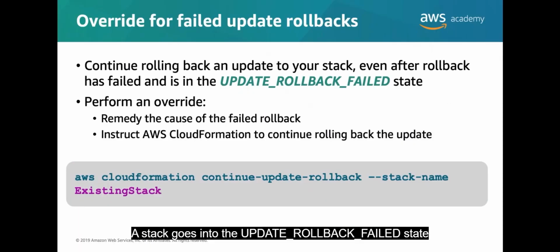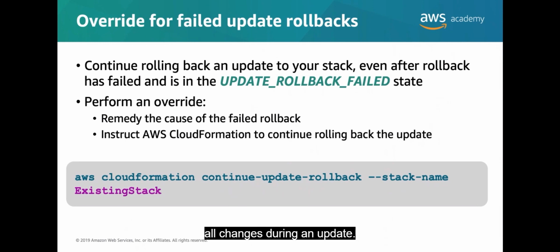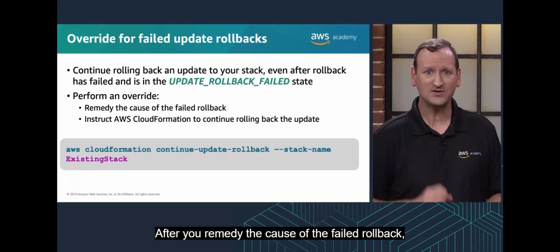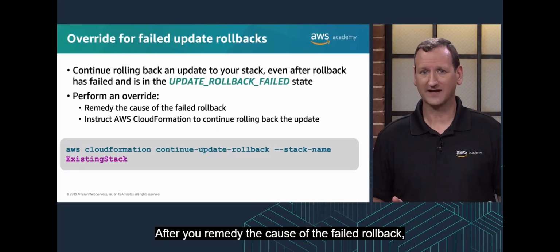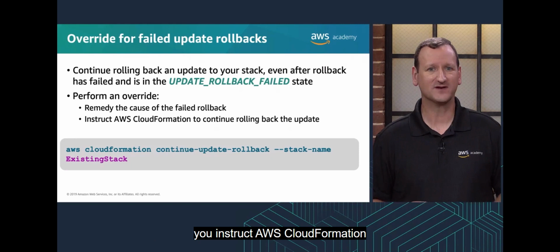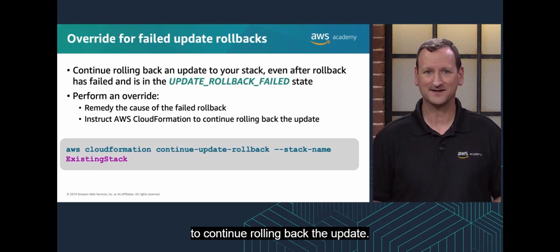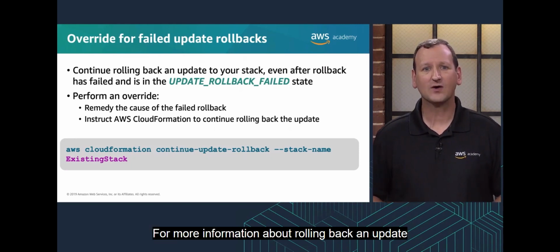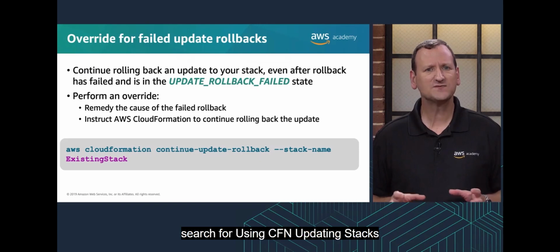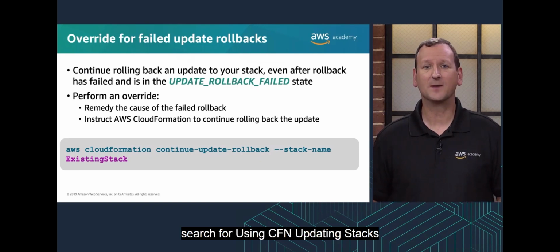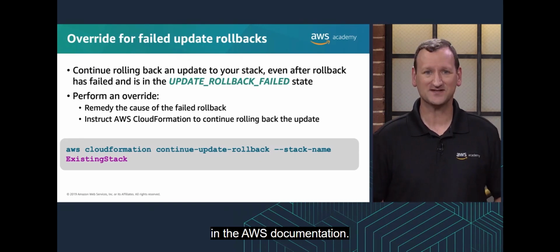A stack goes into the update rollback failed state when CloudFormation cannot roll back all changes during an update. For example, you might have a stack that is rolling back to an old database instance that was deleted outside of AWS CloudFormation. After you remedy the cause of the failed rollback, you instruct AWS CloudFormation to continue rolling back the update. For more information about rolling back an update, search for Using CFN Updating Stacks in the AWS documentation.